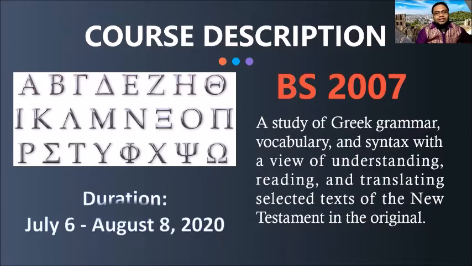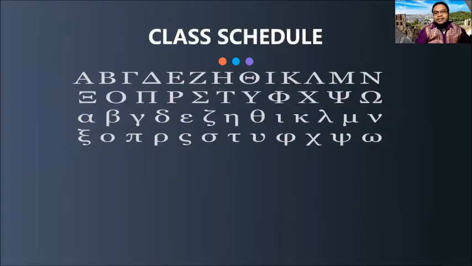Our class will start from July 6th, that is today, until August 8, 2020. So we have about a month in our class. Next is our schedule. What is our class schedule?